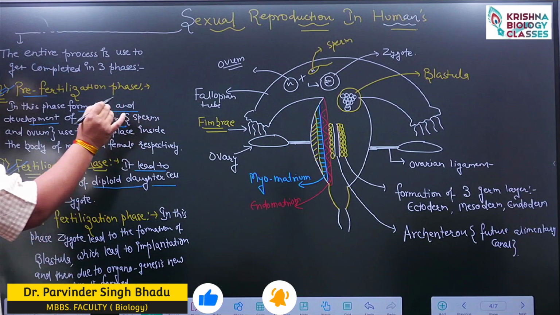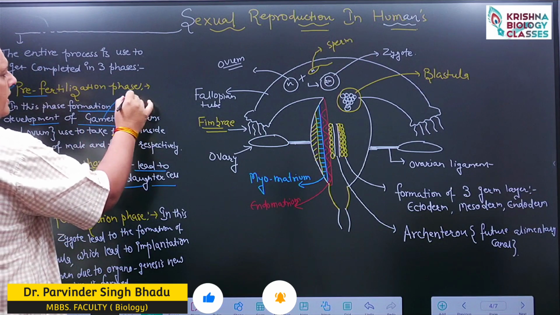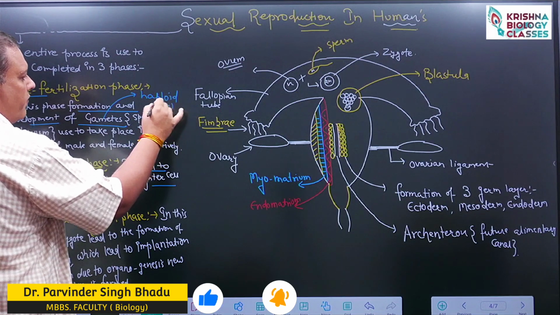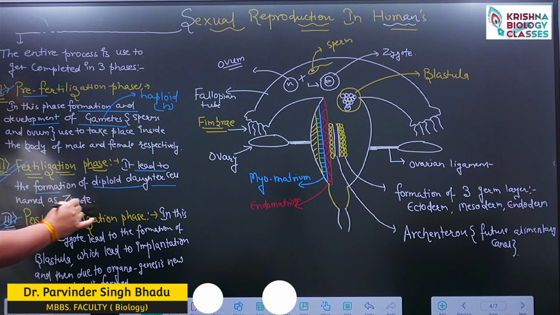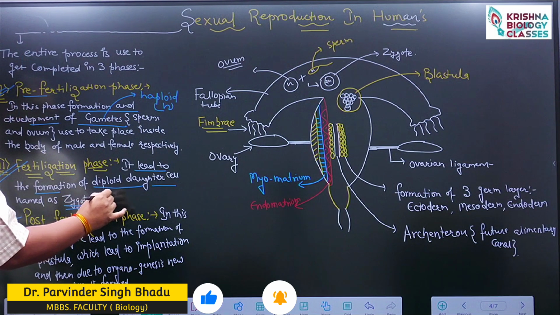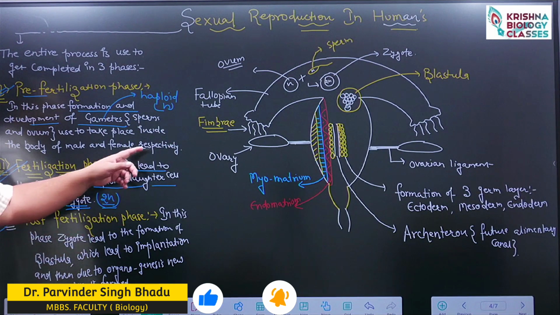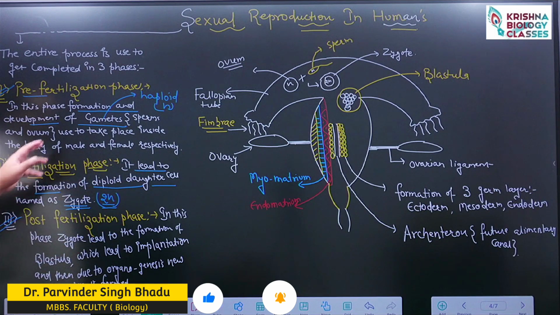Here we need to remember these gametes are haploid, meaning they contain half the number of chromosomes, whereas in the daughter cell, the zygote, the diploid number of chromosomes is present. Half comes from the father and half comes from the mother.